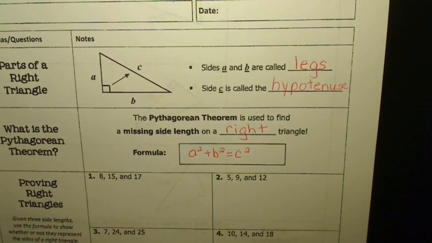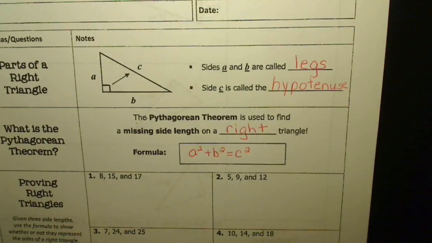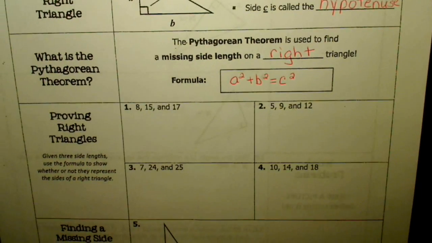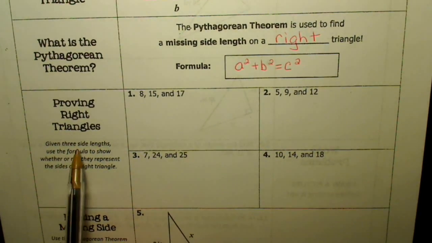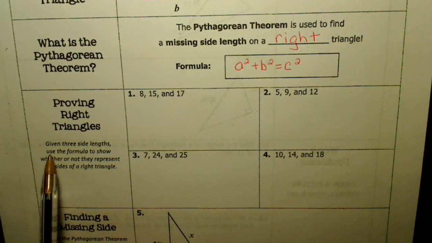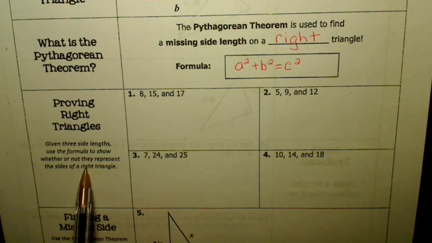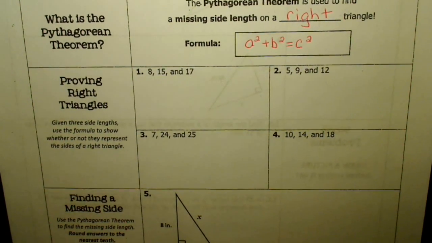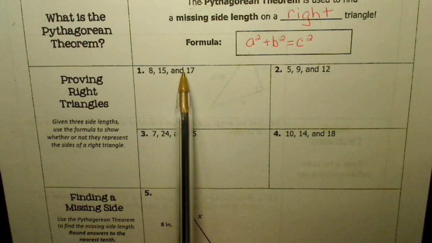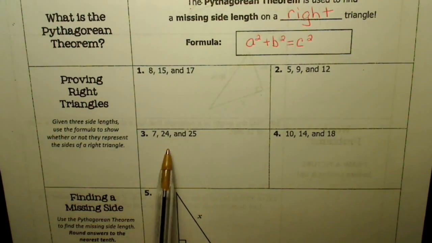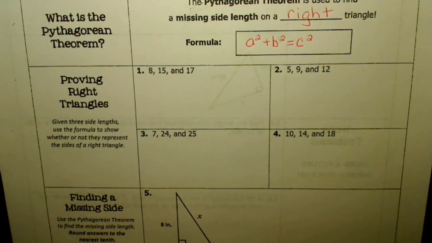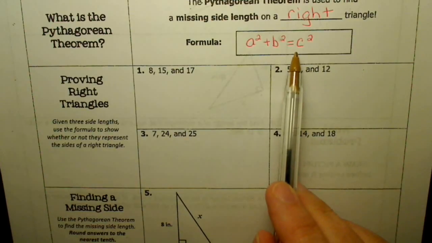Okay, now we're going to work on proving right triangles. And this is what it says. Given three side lengths, you're going to use the formula to show whether or not they represent the sides of a right triangle. So your answer is going to really be yes or no. Could these be the three side measurements of a right triangle? Okay, to do this, we're going to use the Pythagorean theorem.